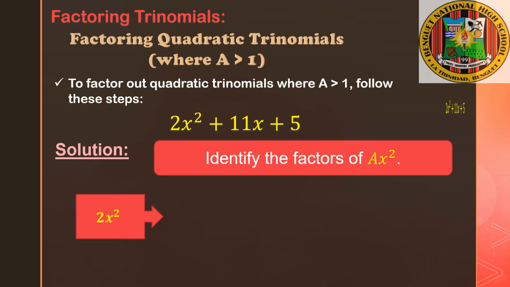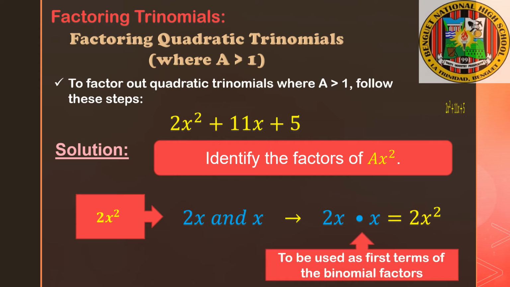Do you know what the factors are? That's right, it's 2x and x. Take note of this because we will use 2x and x as the first terms of the binomial factors we are solving for.